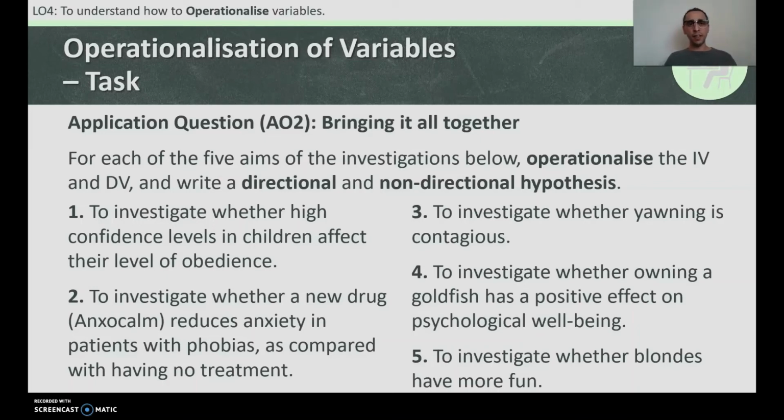So the IV is confidence levels, because that's what's changing. Some children have high confidence, some children have low confidence, and that will affect their levels of obedience, which is the DV, the dependent variable, what we're measuring. How obedient are they?